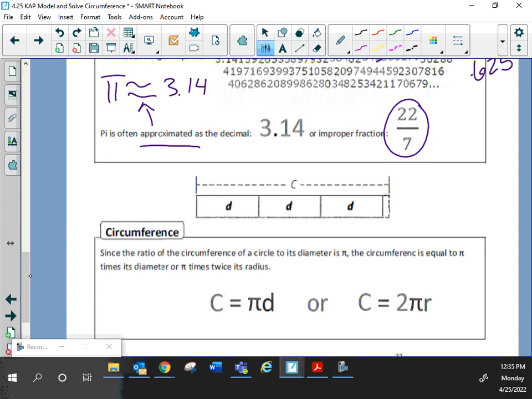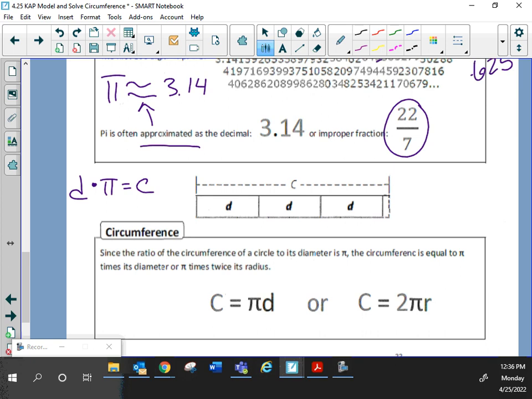So if I wanted to figure out the circumference and I'm given the diameter of my circle, what do I need to do? If I have the diameter, how many times did the diameter go in there? 3. Into the circumference? Not 3, pi. We would take the diameter and multiply it by pi, and that would give us our circumference. Okay? That is the formula that we use.